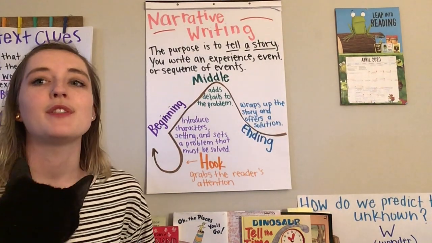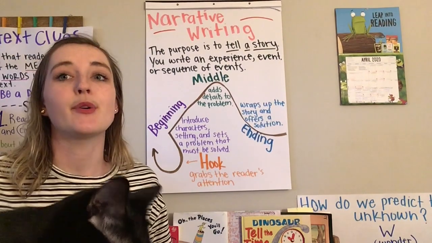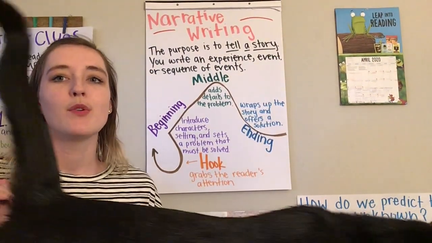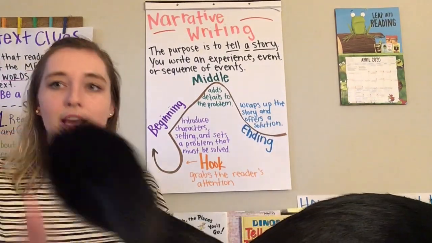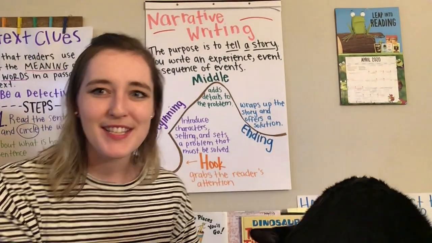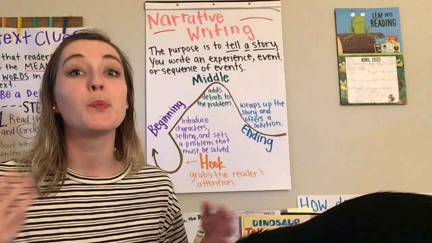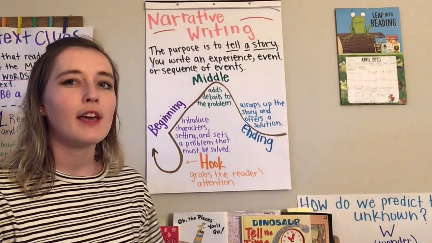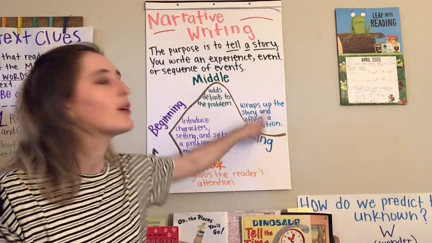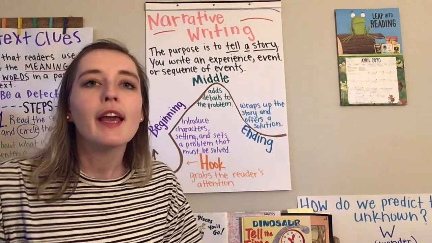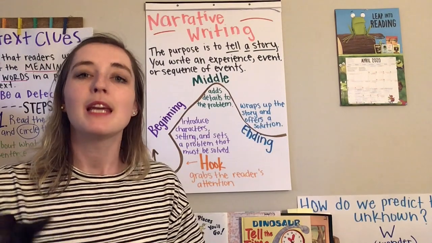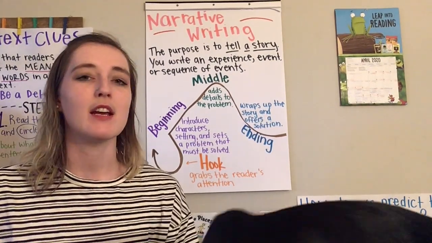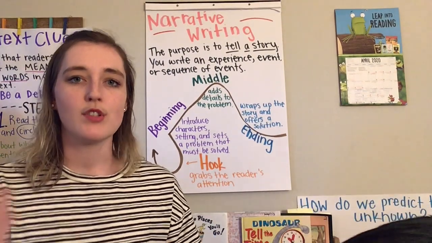So first and foremost, narrative writing is just telling a story. You either tell a story experience, you tell an event, or you tell a sequence of events. So that's what a narrative is. And typically when we see a narrative, we see it in this funny looking mountain shape. So when we're looking at a narrative, what we're looking at is a beginning, middle, and end. This is the very basic line of what a narrative is in order to start writing.